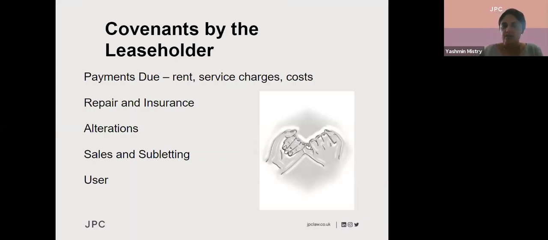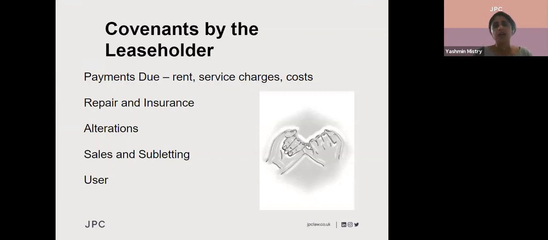The same thing applies to sales and sublettings and the assignment provisions. So whether a licence to assign is required or whether it's just a deed of covenant on any sales. Again, always important to check the lease, what those requirements are in the first place, and who can provide any consents that are required under there.